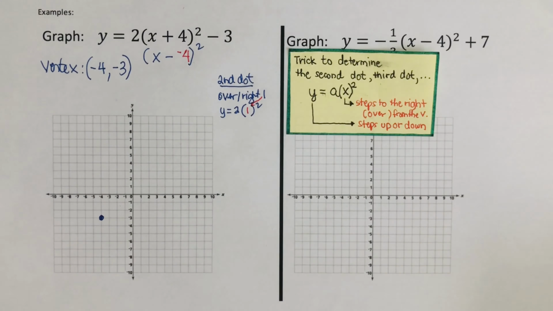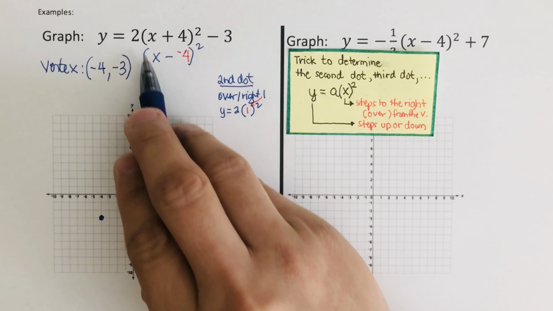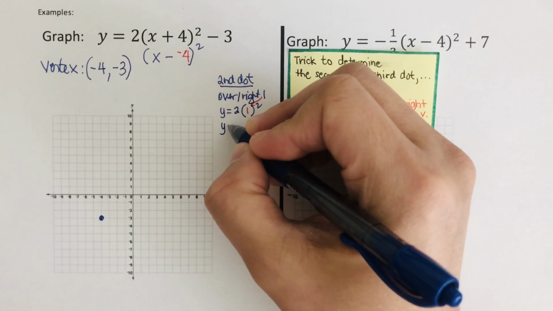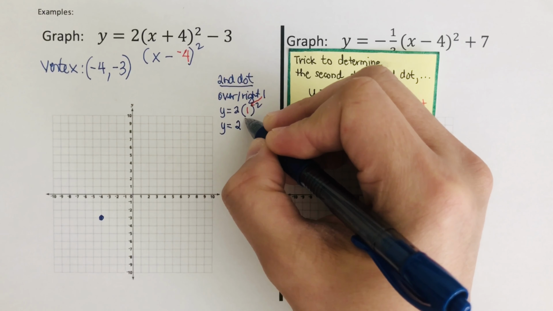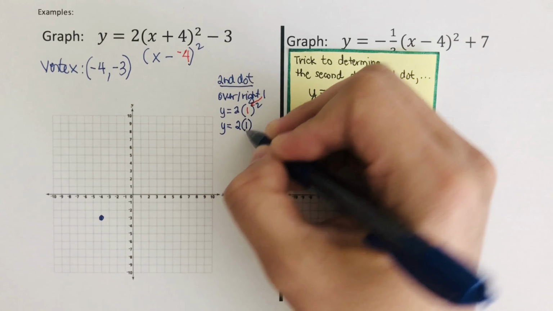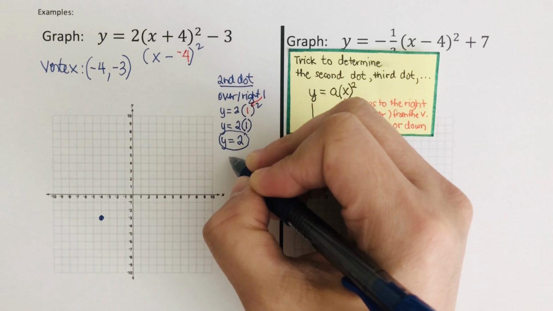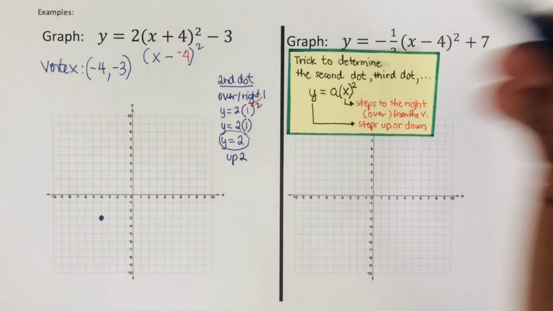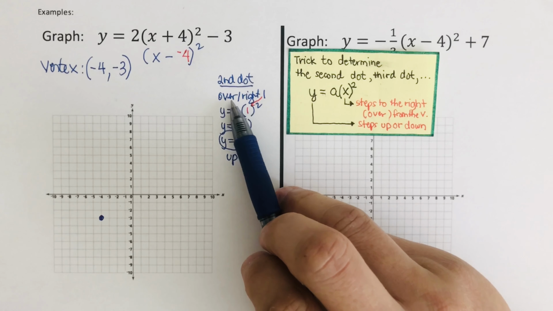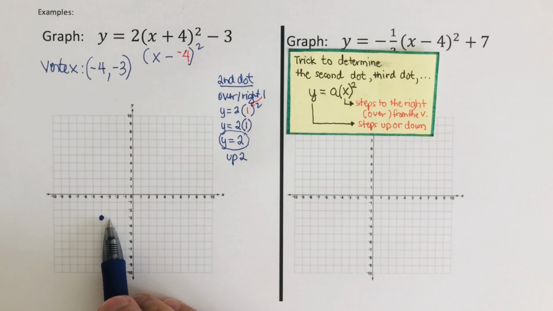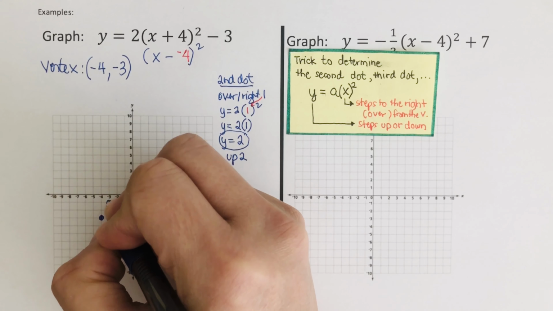That's 1. Again, I got the a from here. This was the a there. I put that there. So y is equal to 2 times 1 squared, which is just 1. So y is equal to 2. And what does this mean? We go up 2. So from the vertex, we go right 1 and up 2. So right 1, up 2, 1 and 2. So this is the second dot.